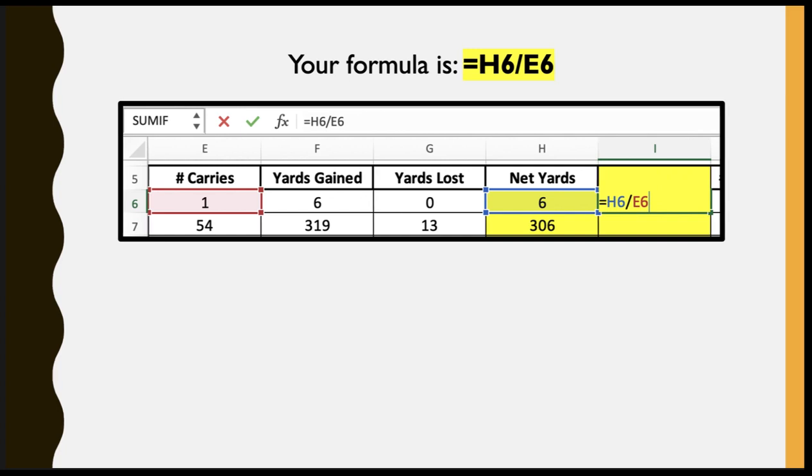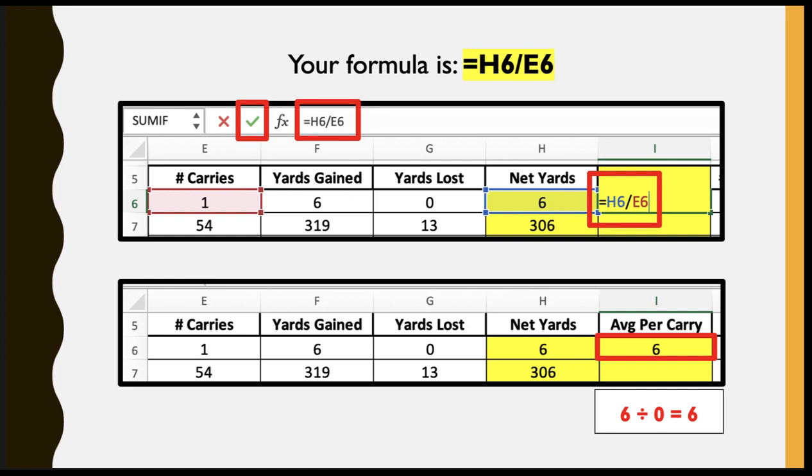So remember, you can enter that formula here. You could also just type it up there and then click your check mark or hit return on your keyboard to lock in your formula. So 6 divided by 0 is 6, and so that's the number that you should have once you enter the formula.